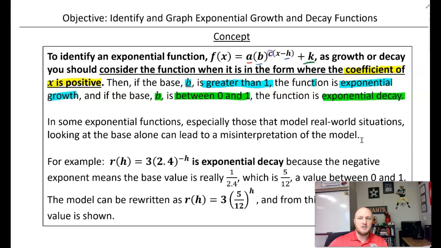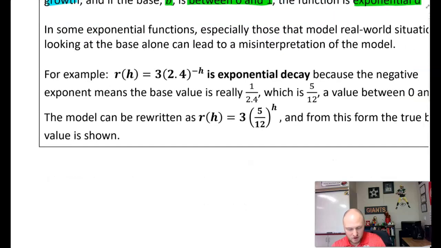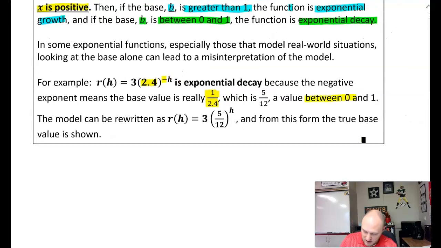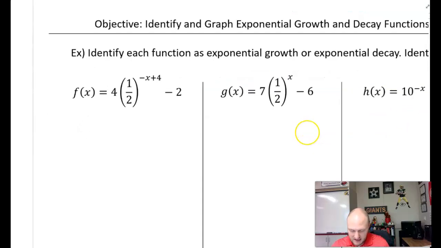In some exponential functions, especially those that model real-world situations, looking at the base alone can be a misinterpretation of the model. And here's an example of this. We have the function r of h with a base of 2.4, but our exponent is negative. Well, if I rewrite this as 1 over 2.4, you can see here that this value is less than 1. It's between 0 and 1, making this an exponential decay function. So let's look at these examples and practice this.